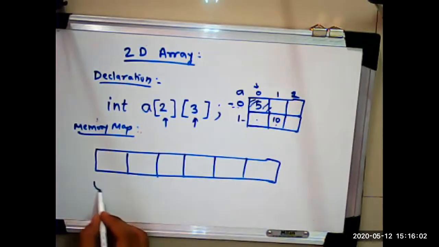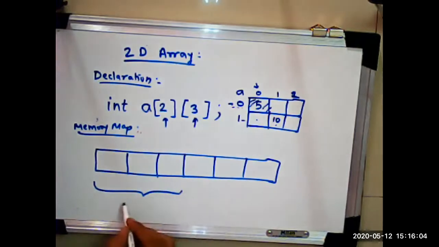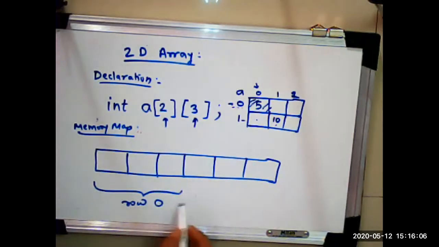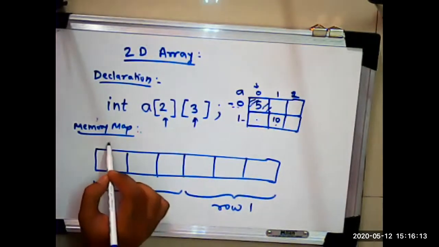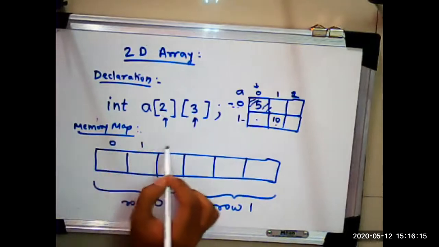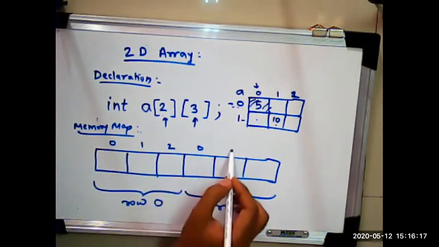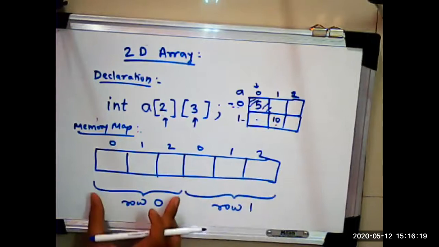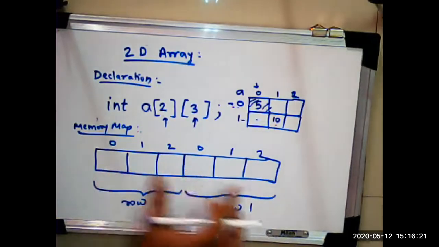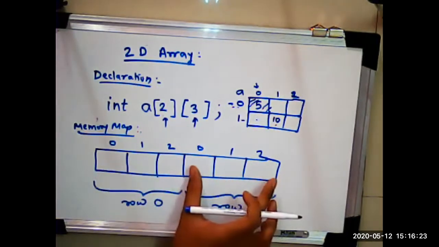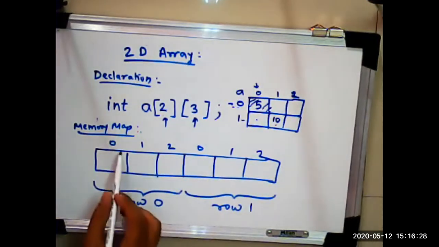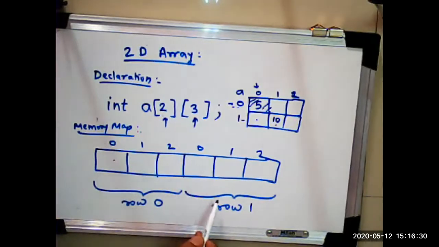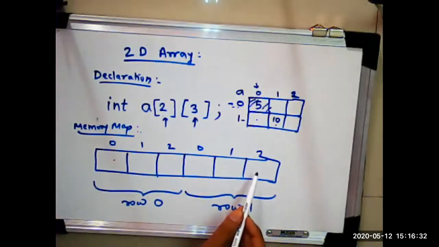This is your first 1D array, or you can say it is row number 0. This is your row number 1. This is column number 0, column number 1, column number 2, column number 0, column number 1, column number 2. So for every row, the same column numbers are there. Okay, so if you are referring to 0 0, you are referring to this location. If you are referring to 1 2, then you are referring to this particular location.